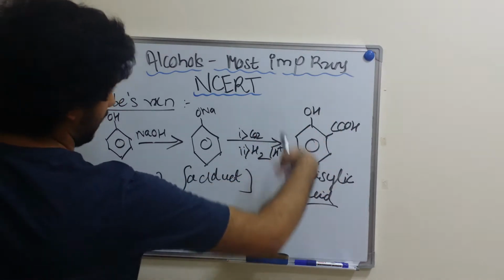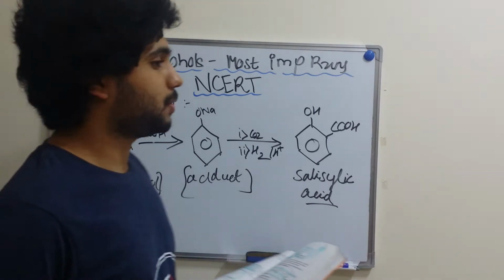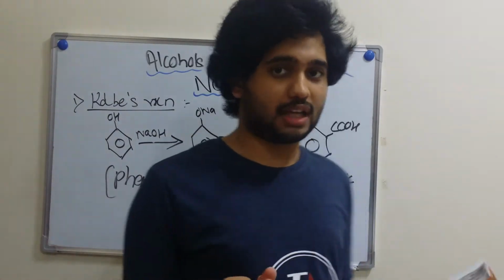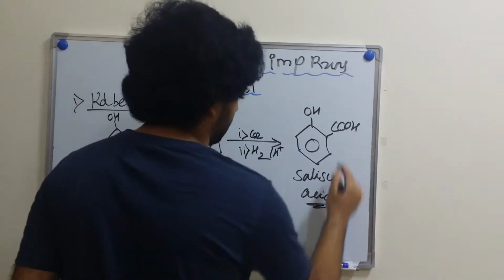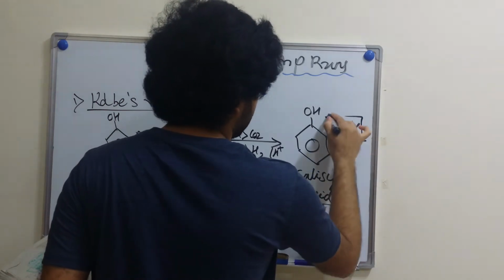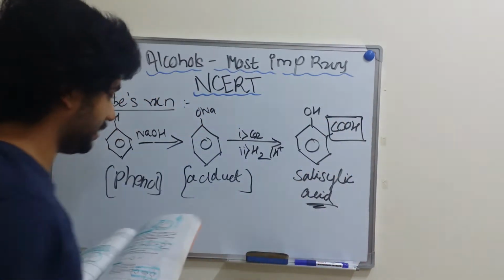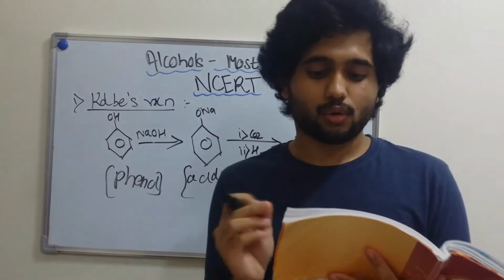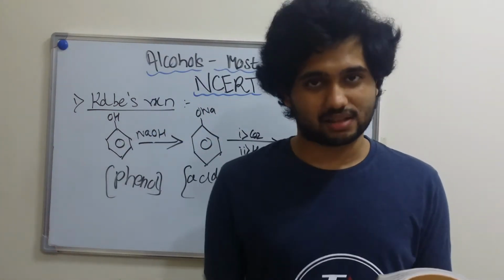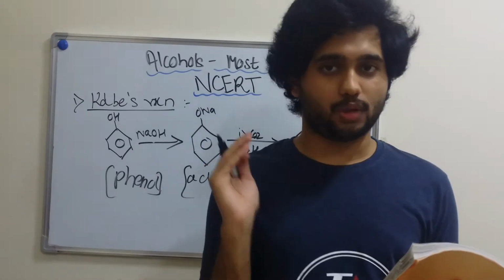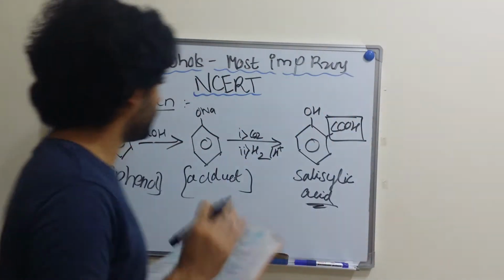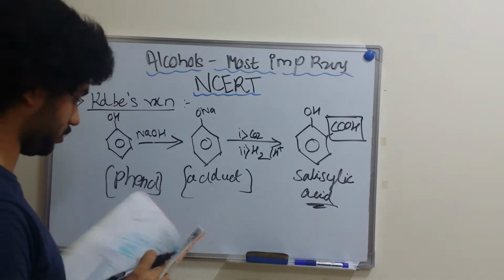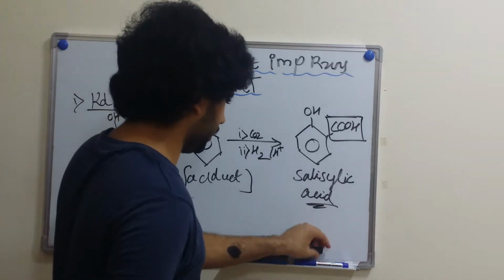This is salicylic acid. People get confused between salicylic acid and salicylaldehyde. Remember this: whenever you see this group with phenol, it is called salicylic acid. The IUPAC name given in your NCERT is 2-hydroxybenzoic acid, an important MCQ you need to know. So this is all about Kolbe's reaction. Let's move forward.